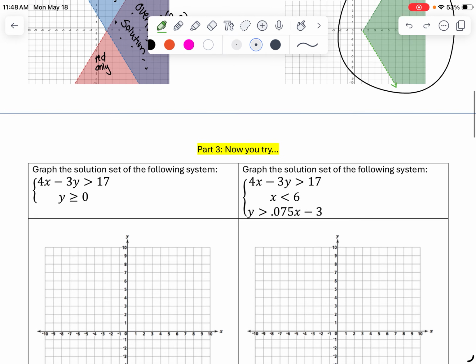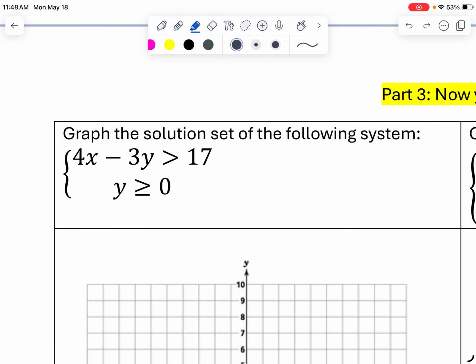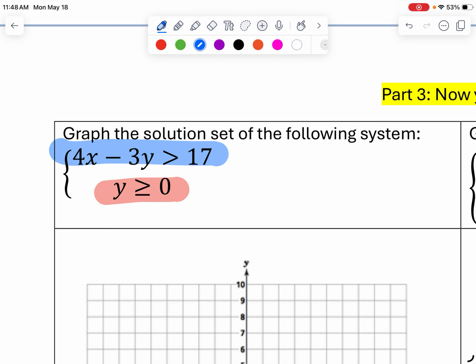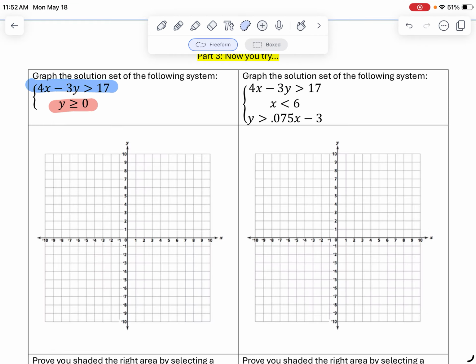Let's just try it together, see how we do. We'll stick with the blue and the red theme. I have a little bit of review in here for you because I know sometimes the red one's hard for people to graph.